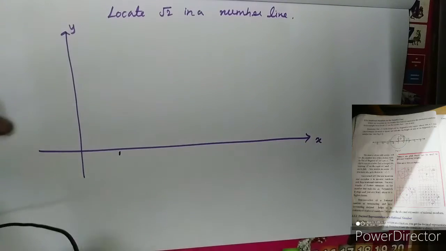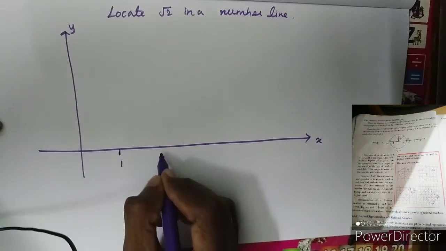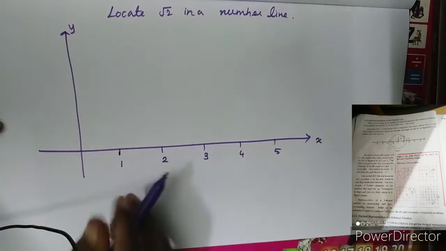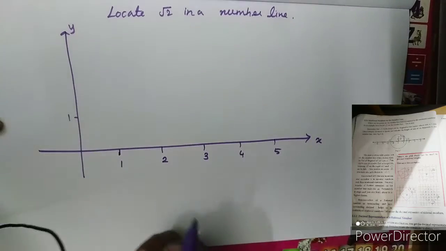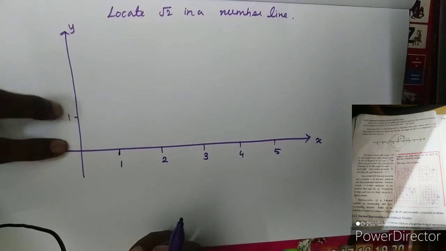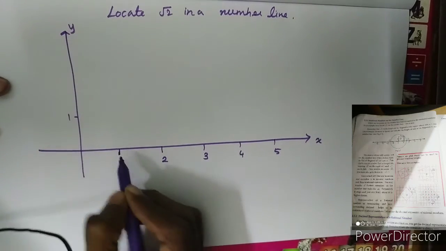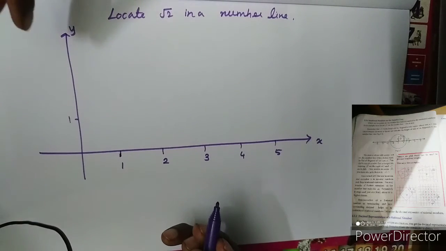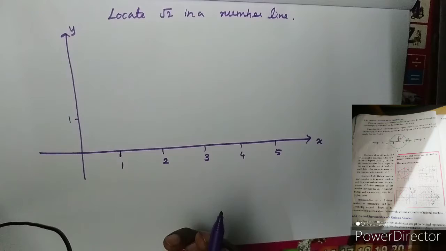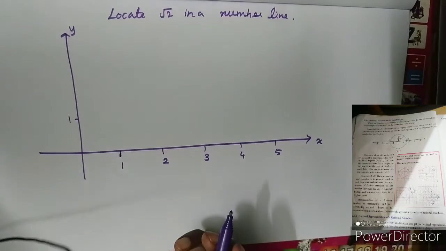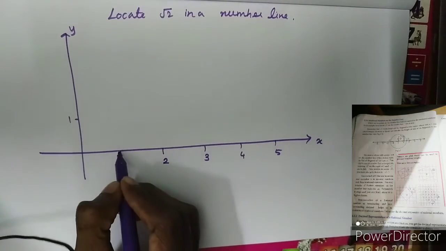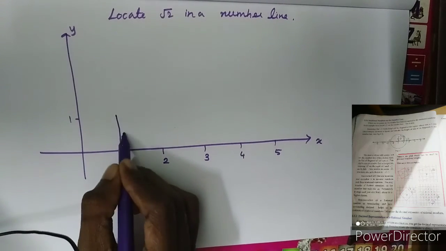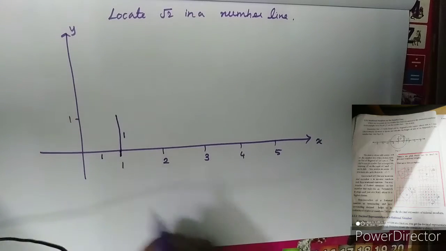Because root 2 is irrational, now we consider the normal numbers 1, 2, 3, 4, 5. Take the same length, here it is 1. On the y-axis we need only 1 point, therefore 1. Next, to find root 2, what is the previous number? For example, root 1. You should verify whether root 1 is rational or not. Root 1 is rational, therefore root 1 answer is 1. Come to the number 1. Make the height 1 unit. Here the length is also 1 unit.